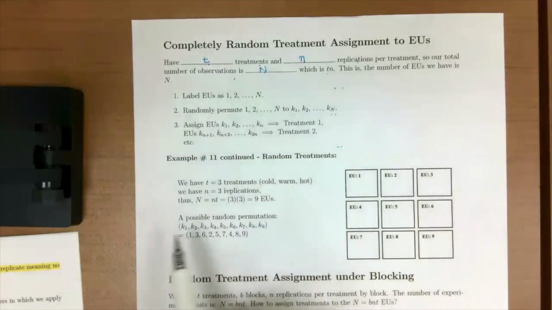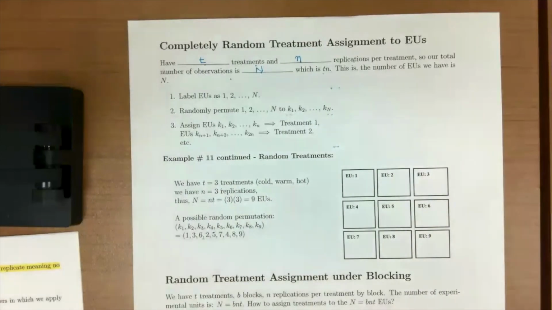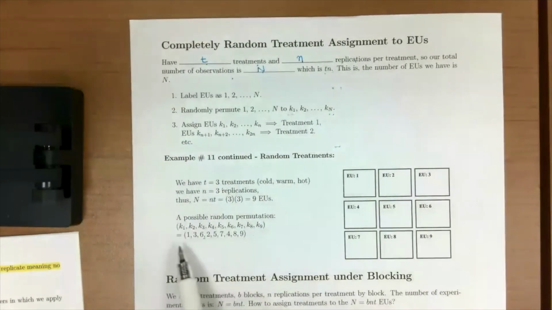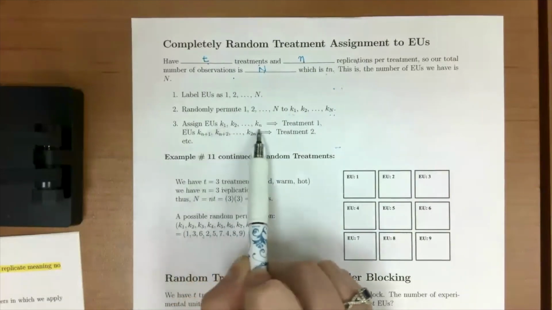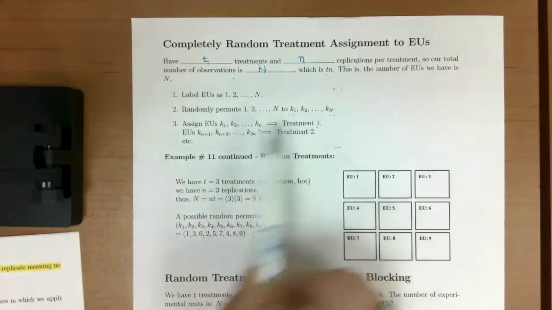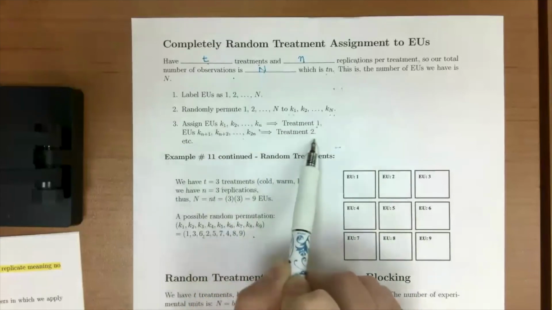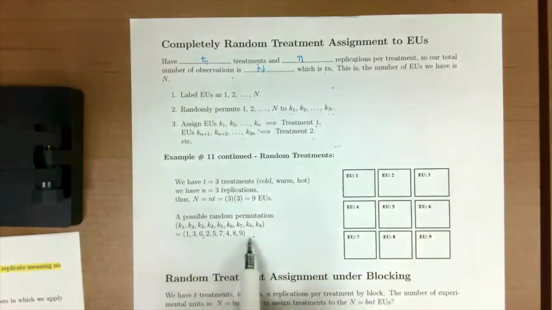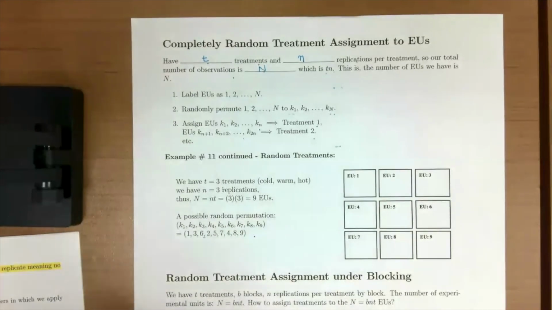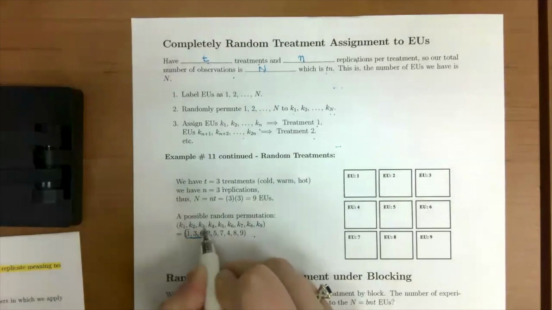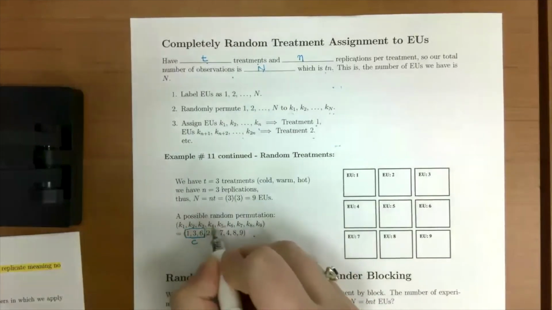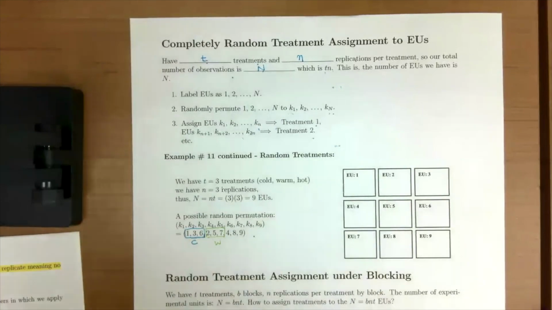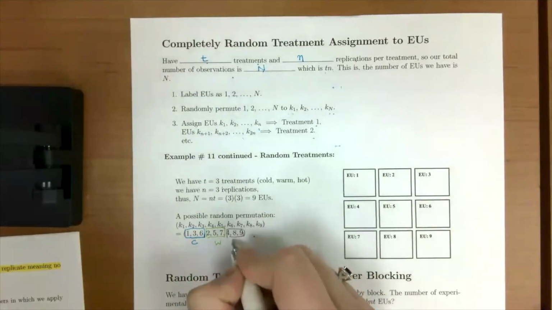What that's going to look like is pretty much I'm taking these numbers 1 through 9 and shuffling them, and then I have a list. Now we're going to assign the first little n units to treatment 1, the second to treatment 2, and so on. Here's our random permutation that I got from software. We're going to take these first 3 and apply cold to them. We're going to take these 3, apply warm. We're going to take these 3 and apply hot.